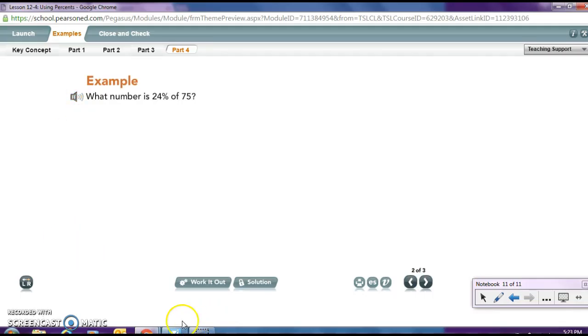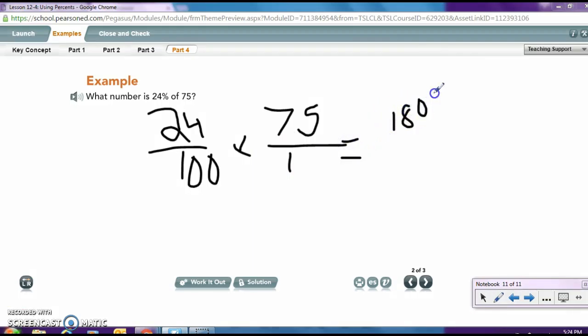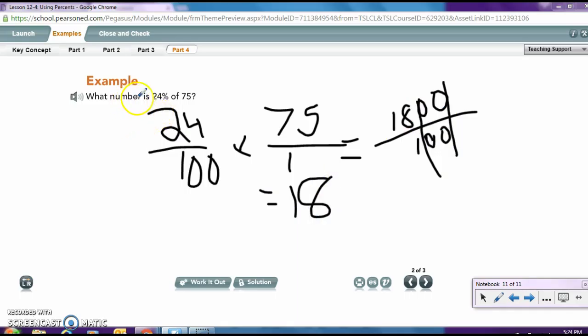What number is 24% of 75? So I can go 24 over 100, because all percents are written over 100, times 75 over 1. I know that this will give me 1,800, just because I know that at the top of my head, and this will give me 100. Well, when I divide these, the zeros cancel, so I get 18 over 1, or 18. What does that mean? 24% of 75 is 18.